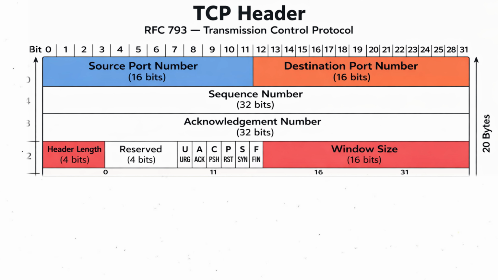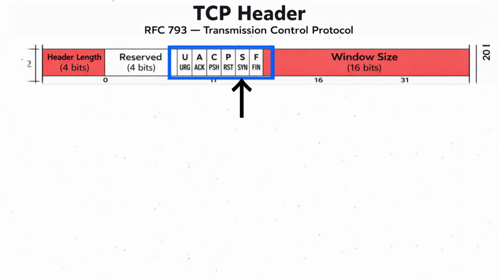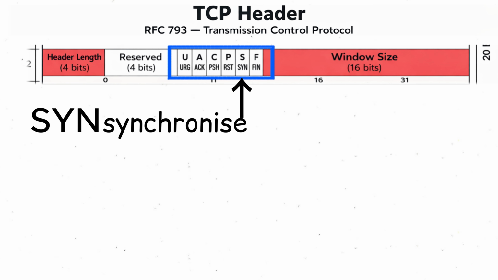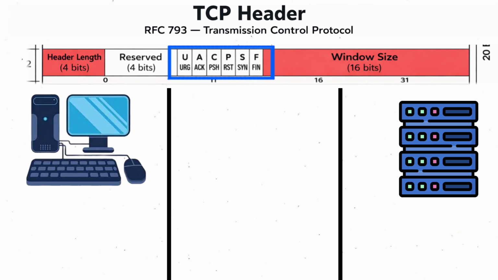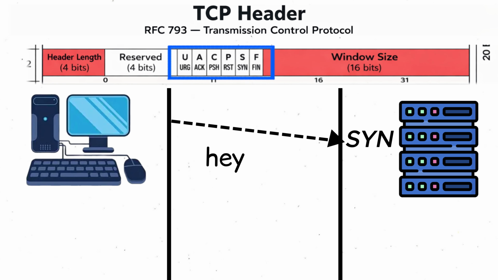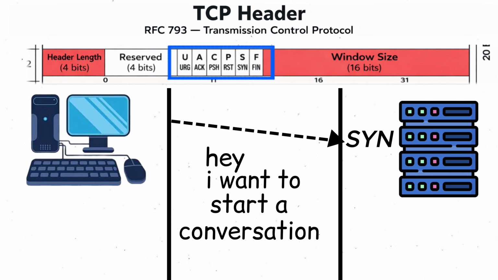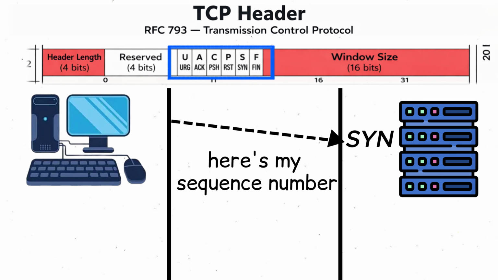All right, let's zoom in on the flags in the TCP header. The first flag we care about is SYN, short for synchronize. This is like knocking on the door. When your computer wants to connect to a server, it sends a packet with the SYN flag set, saying, "Hey, I want to start a conversation. Here's my initial sequence number."